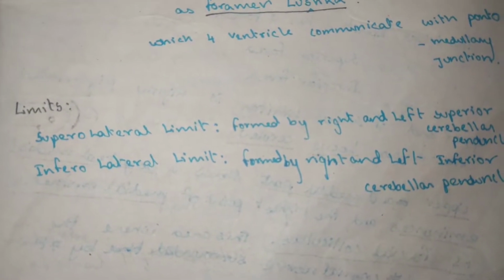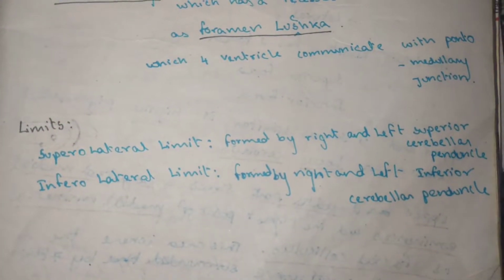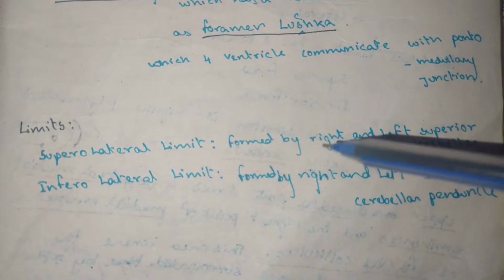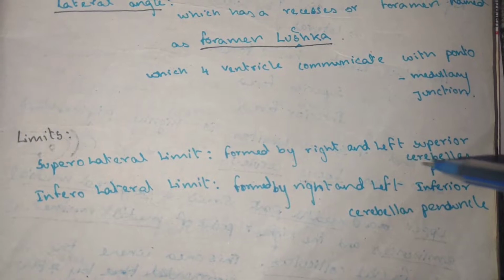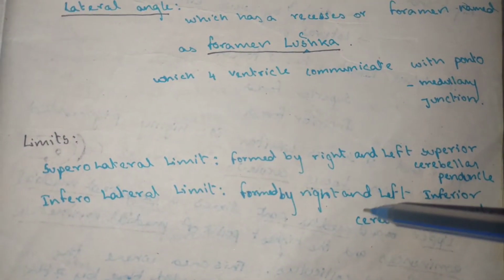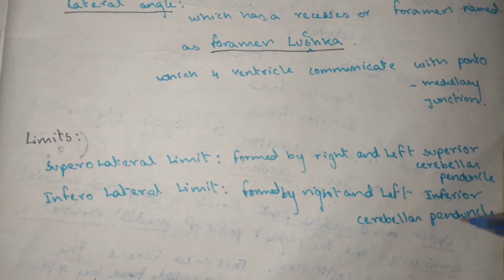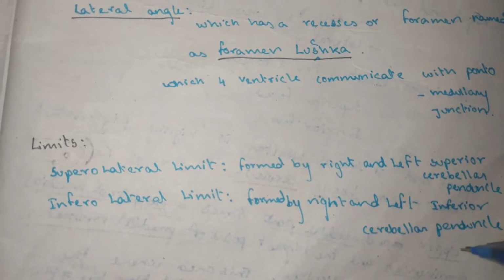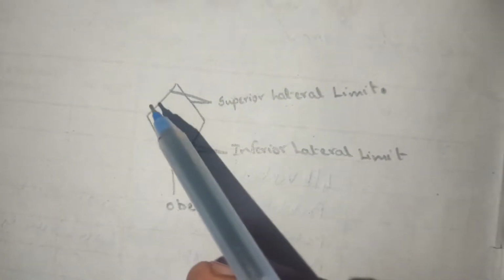Now we will see the limits of the fourth ventricle: the superior lateral limit as well as the inferior lateral limit. The superior lateral limit is formed by the right and left superior cerebellar peduncle, and the inferior lateral limit is formed by the right and left inferior cerebellar peduncle. Here is the superior cerebellar peduncle, and here is the inferior cerebellar peduncle. This is the fourth ventricle, which shows the limits here. It is a simple diagram.